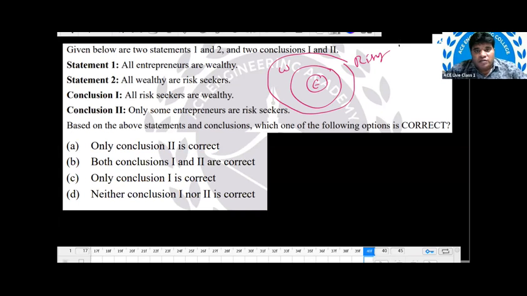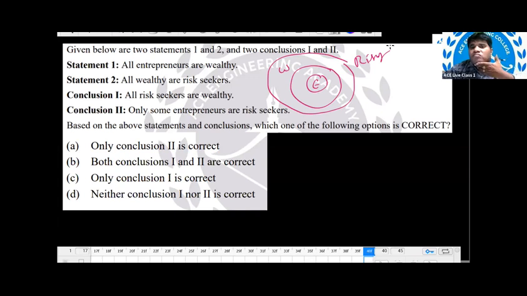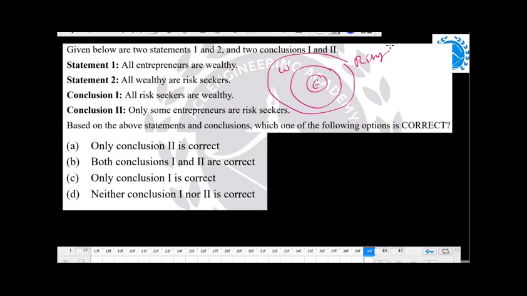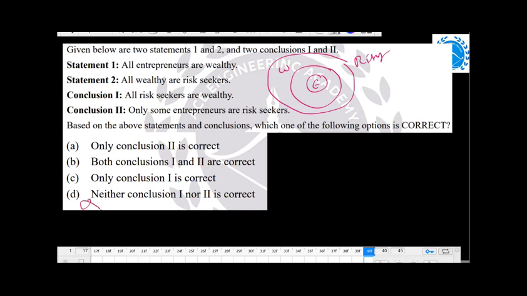Now come to the conclusion. Yes, sir. All risk seekers are wealthy. Is it right? No, sir. All risk seekers means risk is inside, wealth is outside, but it is wrong. Next: only some entrepreneurs are risk seekers. Only some is wrong, because everybody is also inside, not only some. So neither nor.